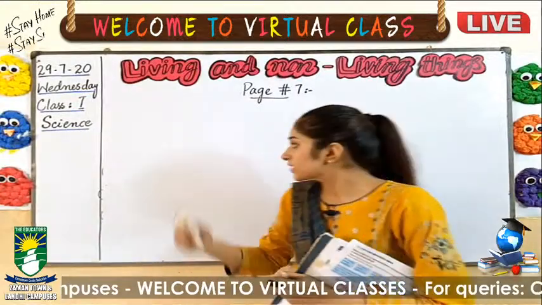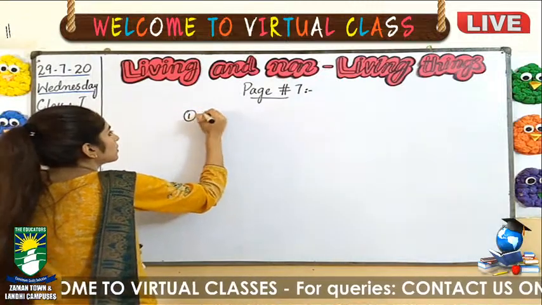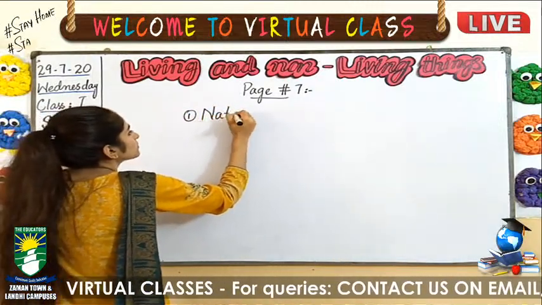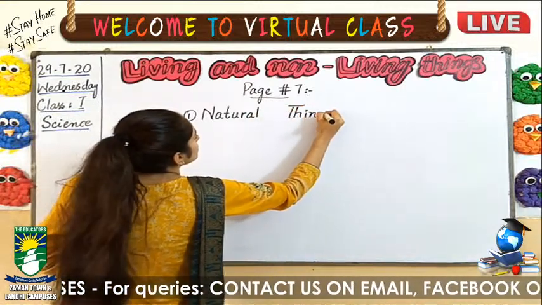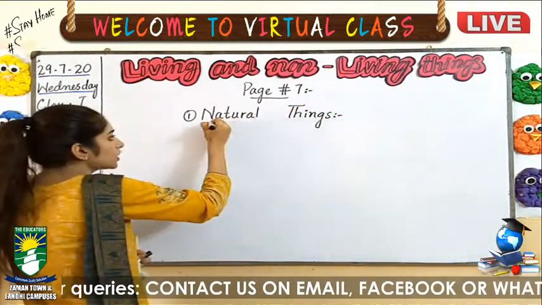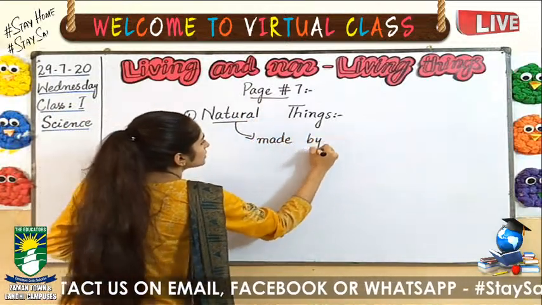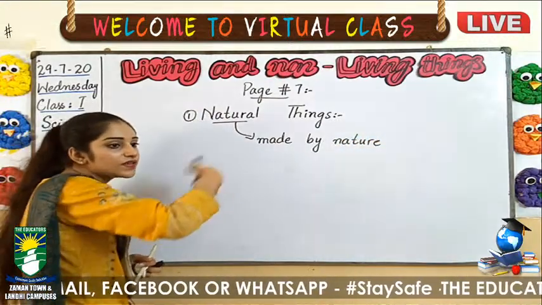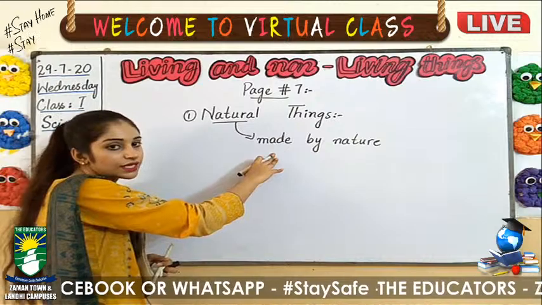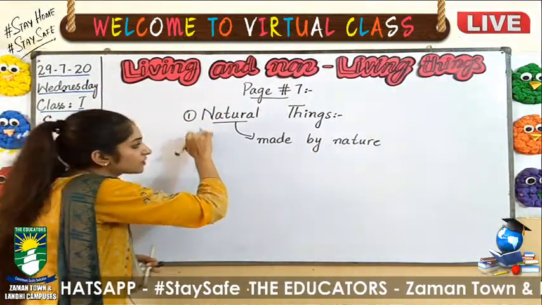Okay, there are two types of things here on page number 7. First one is natural things. What are natural things? Things which are made by nature are called natural things. The point is, we cannot make these things. They are made by nature. So these things are called natural things.